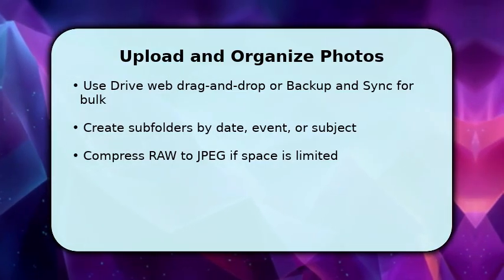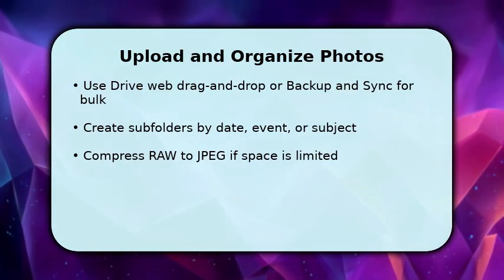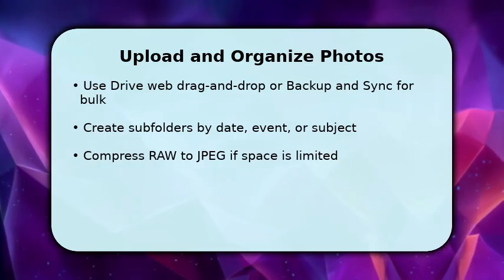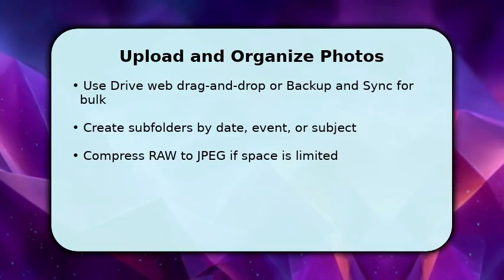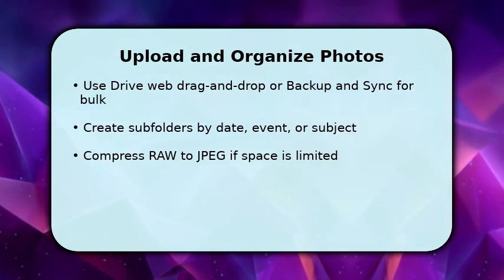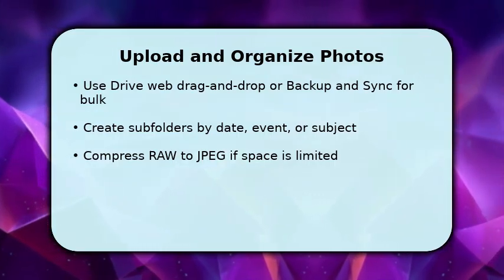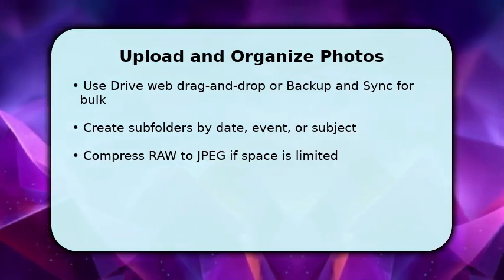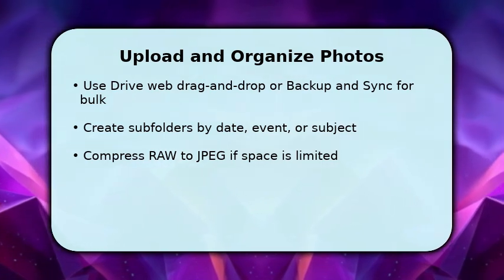As files arrive, create logical subfolders by date, event, or subject, so retrieval is instant. Tag or add descriptions to key files for searchability and apply consistent file naming like YYMMDD event. If you're tight on storage, convert RAW to high-quality JPEG first. This reduces space while keeping useful detail. Monitor the upload queue to confirm completion.